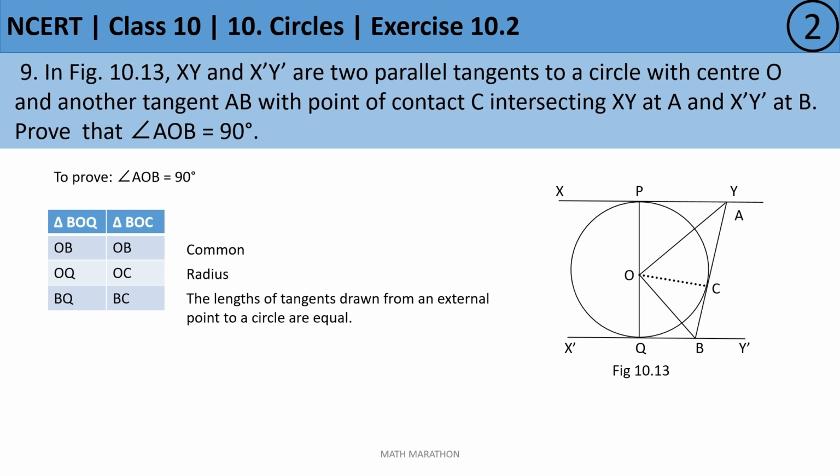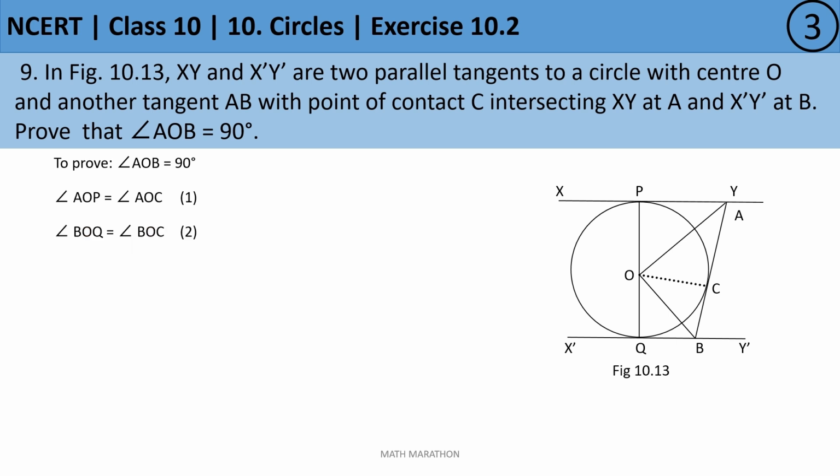Similarly, consider triangle BOQ and triangle BOC. OB is a common side for both the triangles. OQ and OC are radii of the circle. BQ and BC are equal, because the lengths of tangents drawn from an external point to a circle are equal. So, triangle BOQ and triangle BOC are congruent triangles. Angle BOQ is equal to angle BOC, because in congruent triangles, corresponding angles are equal.